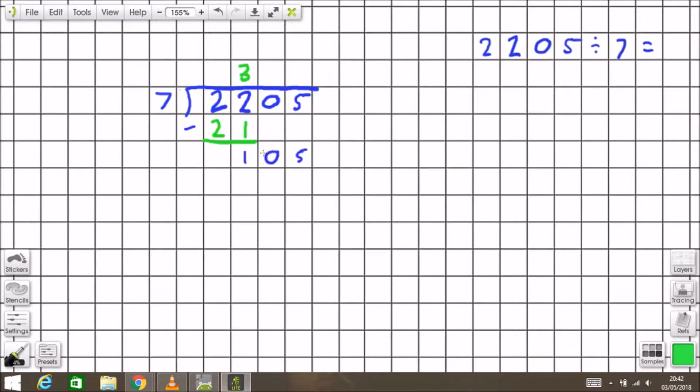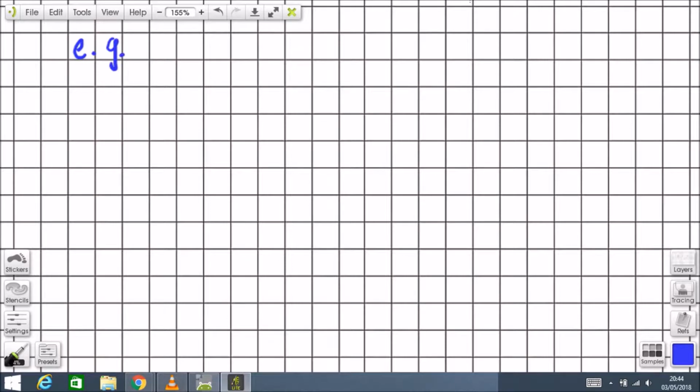7 doesn't go into 1, but it goes into 10 exactly once. 7 times 1 is 7, we'll subtract that, and that's going to leave us with a 3. We'll bring the 5 down and repeat it again. 7 goes into 35 5 times exactly, because 5 times 7 is 35. And the bit left over is 0, so that means we're done. So we know the answer to 2205 divided by 7 is 315.